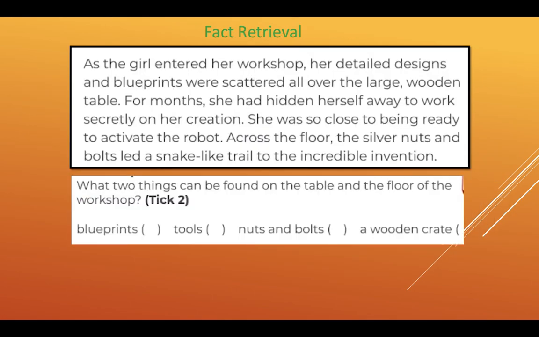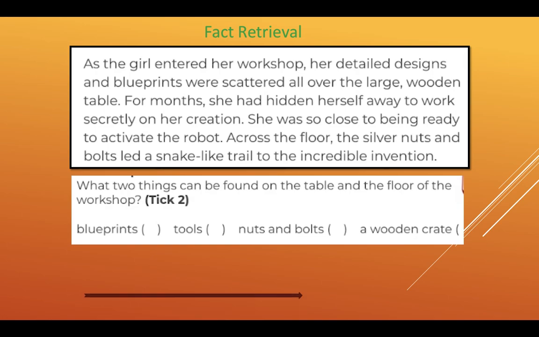Okay, fact retrieval. Are you ready? This is your task. What 2 things can be found on the table and the floor of the workshop? So, keyword, 2 things, and table, floor. They are keywords in the question. So you've got words that you can choose down below. Blueprints, tools, nuts and bolts, a wooden crate. When you select your answers, you should be able to find the answers in the text.